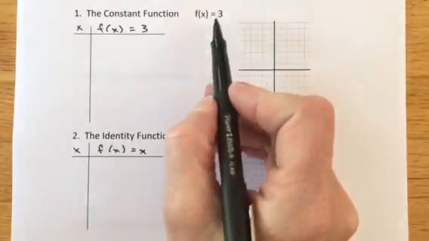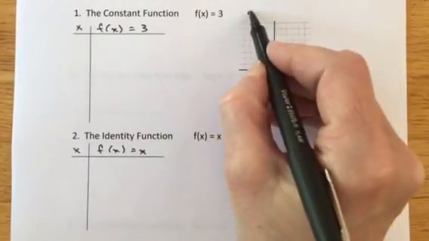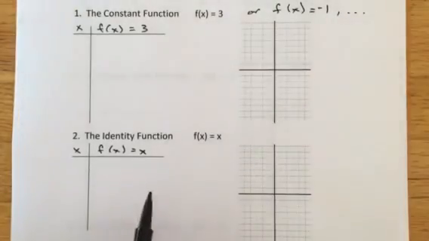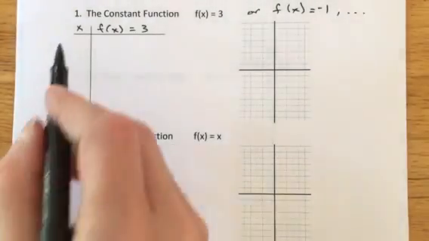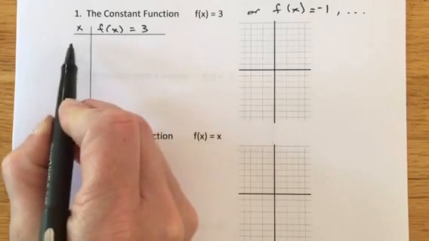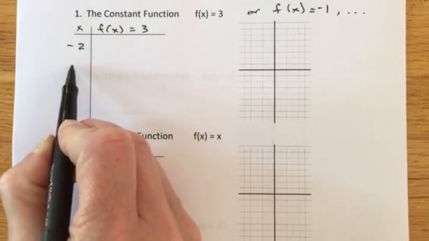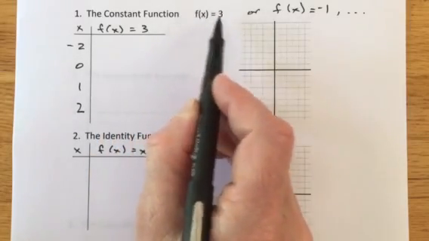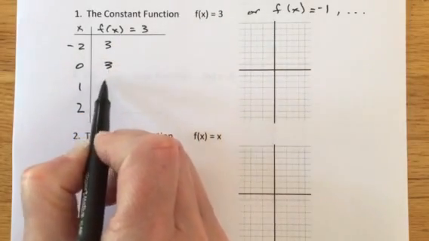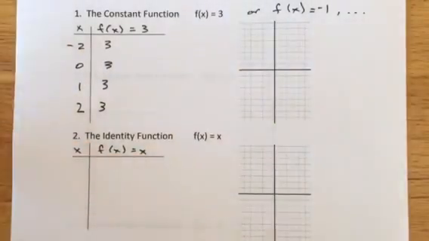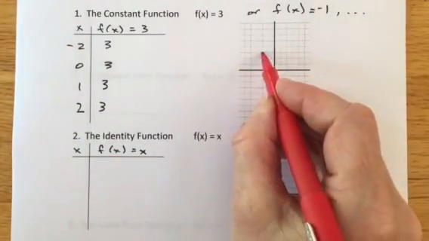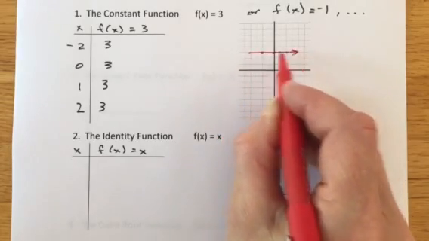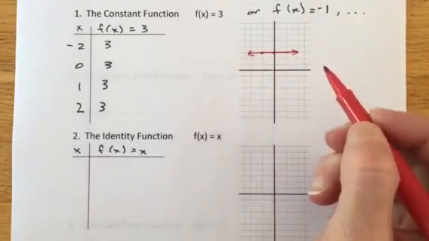Constant function, I'm giving an example here, f of x equal to 3. Clearly f of x equal to any constant, maybe -1, anything else like that is considered the constant function. So when you plug in a few numbers, maybe -2, 0, 1, 2, the constant function always spits out the output of 3. So very clearly, if you plot those few points, -2, 3, 0, 3, 1, 3, and so on, you just get the horizontal line. Okay, constant functions graph to be a horizontal line.